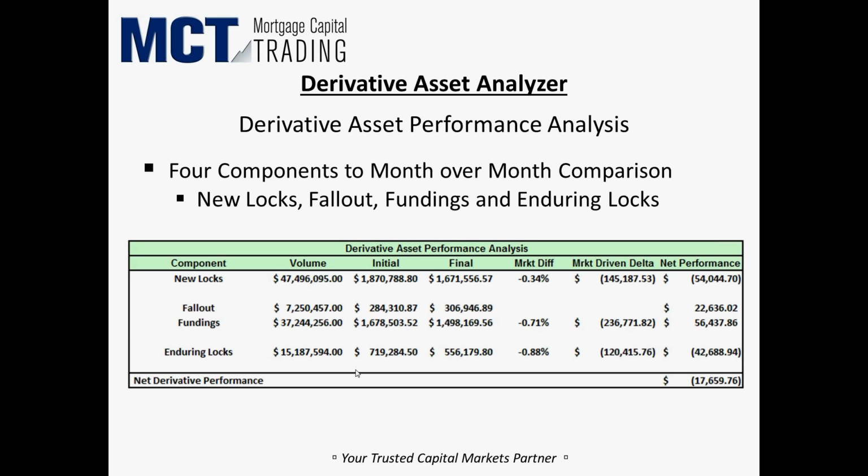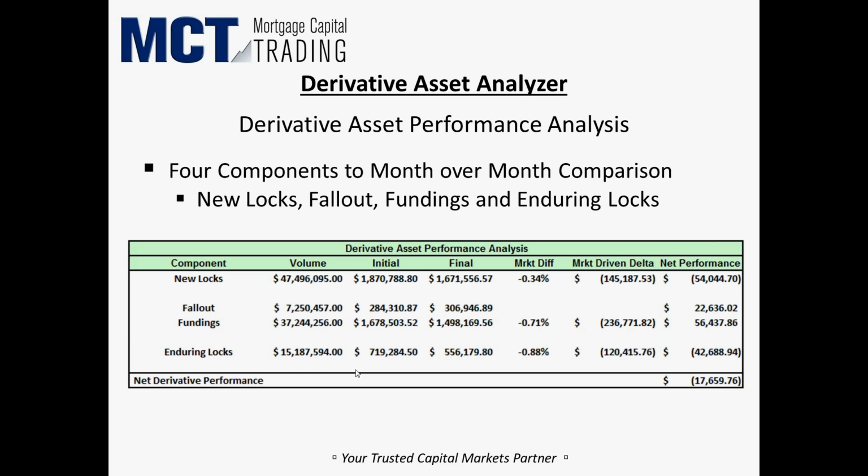So the key is that this new locks figure, these are new locks that have been locked during the month and are not funded at the end of the month. Okay, so in this case we've got $47.5 million. Fallout is obvious. These are loans that were in last month's marked market and have fallen out during the month. And then of course fundings represent fallout as well with respect to the derivative asset, because as soon as loans fund, they fall out of the derivative asset and they move to the fair value loans held for sale.